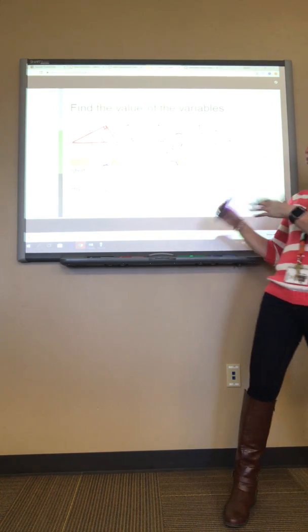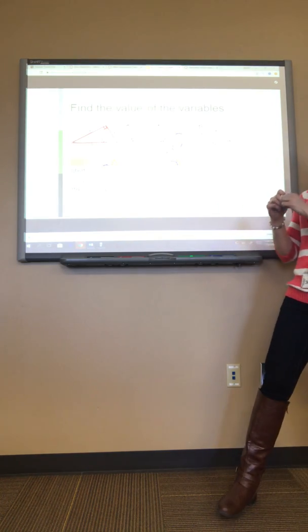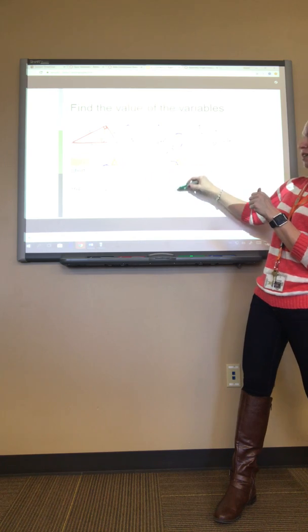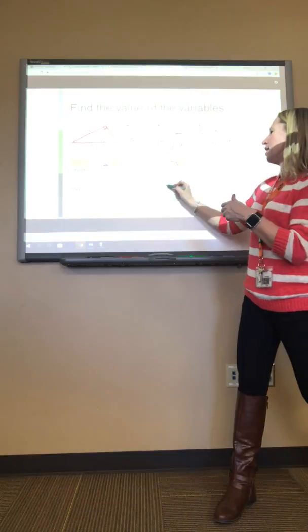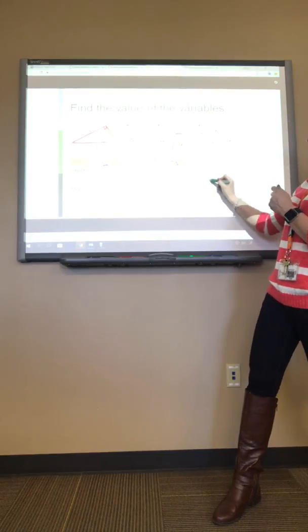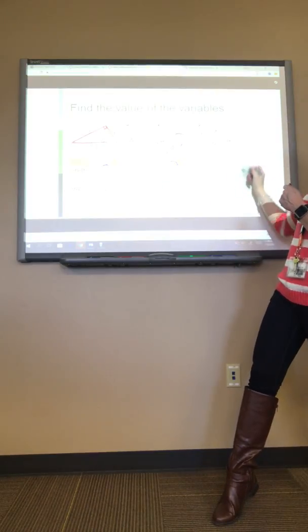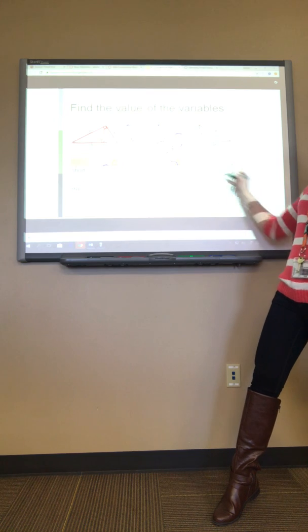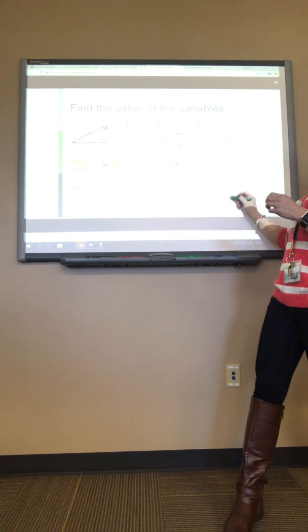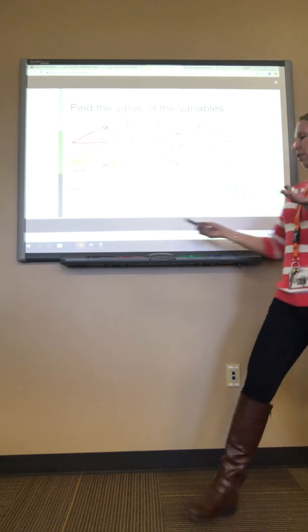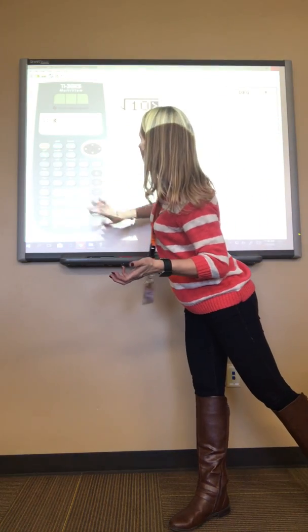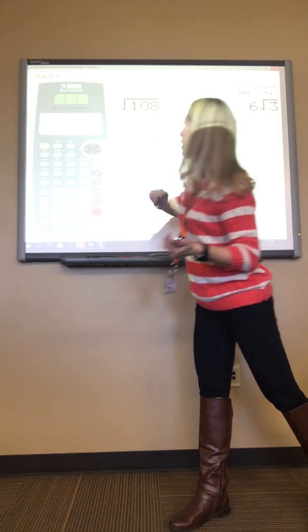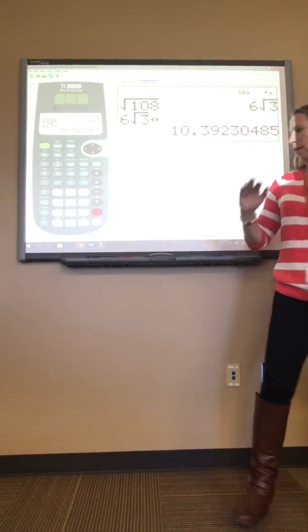Does anybody see a Y proportion? 9 over Y, and Y over 12. Yeah, do you guys see that right here? So 9 over Y, Y over 12, Y times Y is Y squared. That's 108. And I don't know what the square root of 108 is. I'd probably have to change it to a decimal, so 10.4.